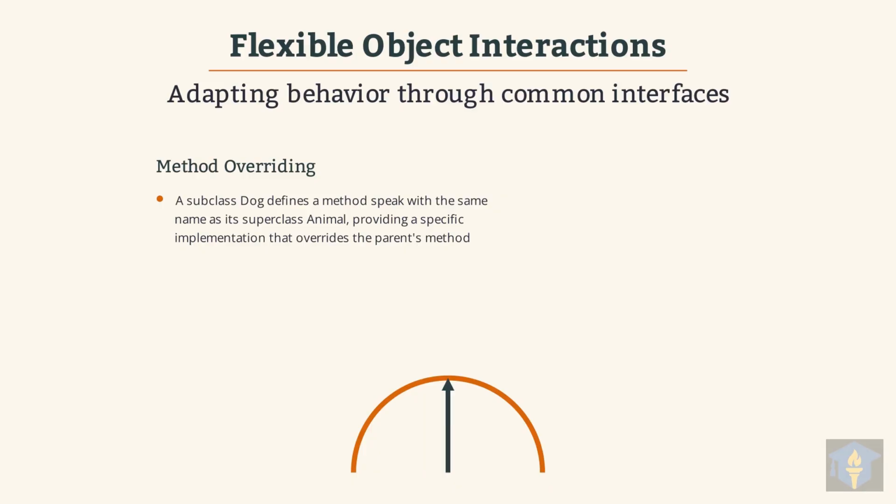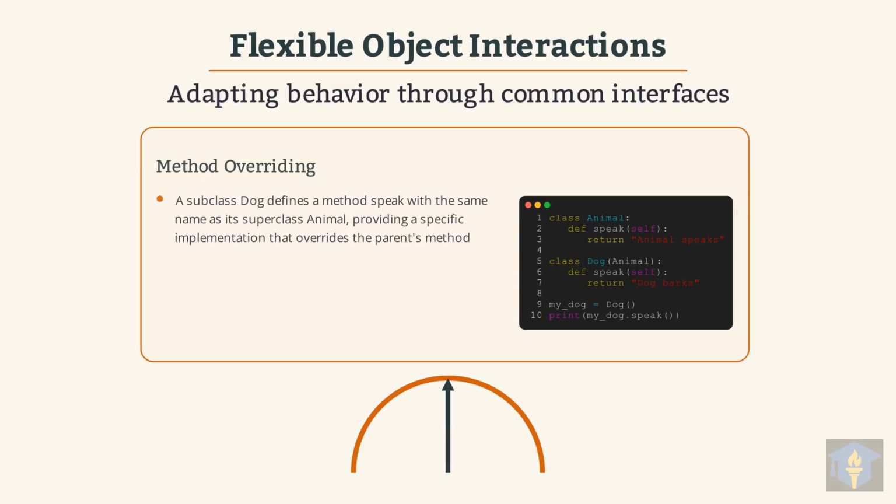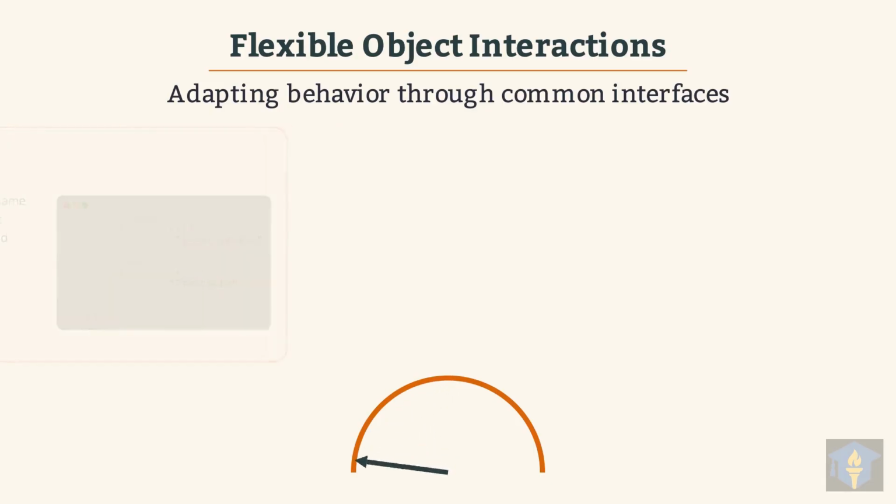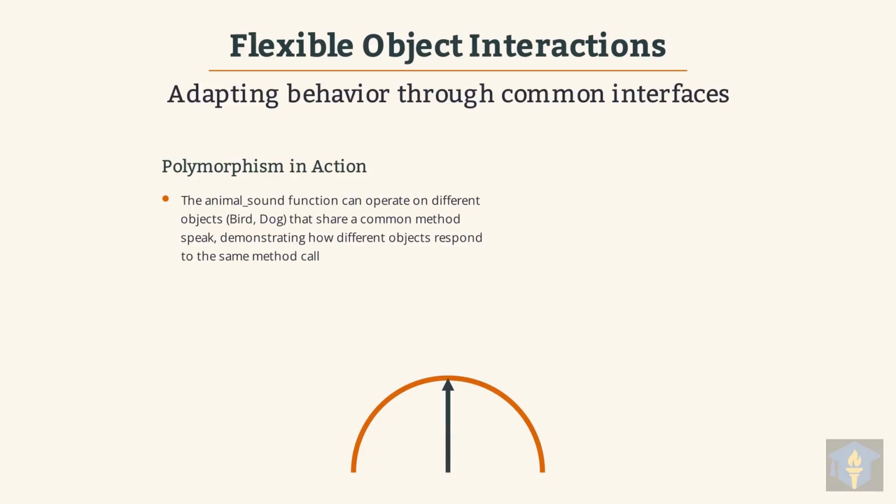Here, a subclass, dog, defines a speak method with the same name as its superclass, animal, providing its own specific behavior. This code demonstrates how the dog class overrides the speak method from the animal class, resulting in dog barks when called. Next, let's see polymorphism in action, which truly highlights the power of flexible object interactions.